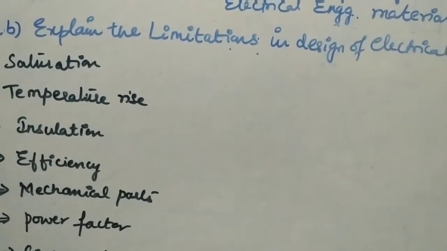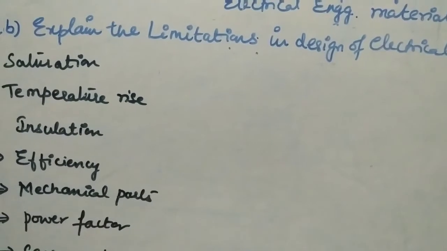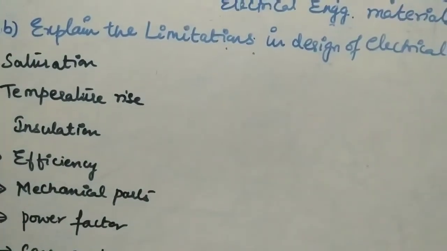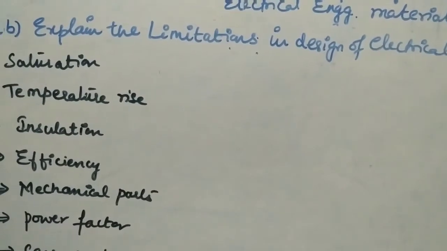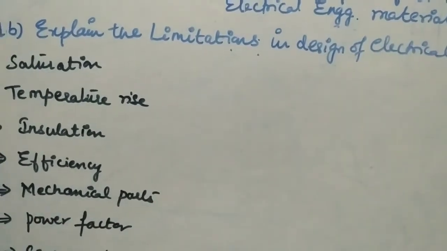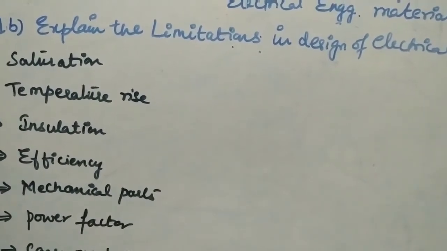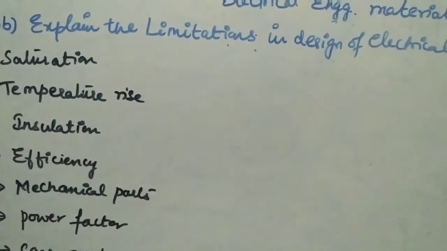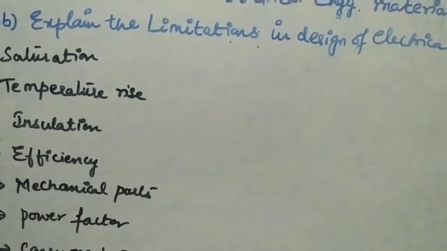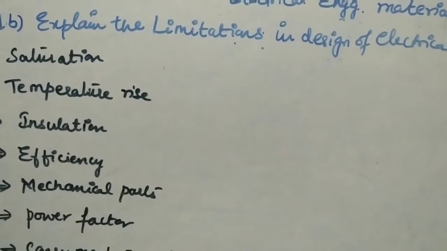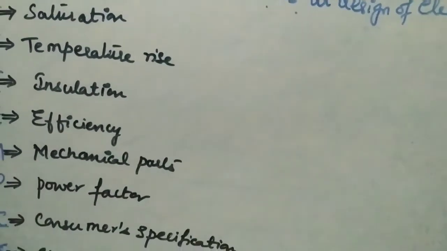Next, coming to the efficiency. The efficiency should be as high as possible in order to reduce the operating cost. In order to design highly efficient machines, the magnetic loading should be small, and this requires the use of a large amount of material. Therefore, the capital cost of a machine designed for a higher efficiency is very high, while its running cost will be low.